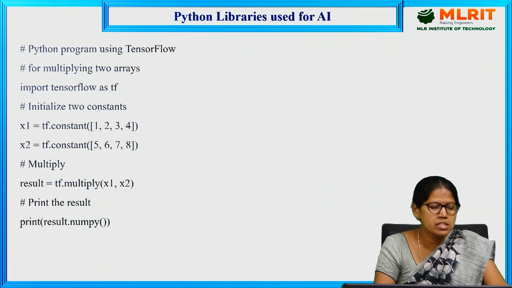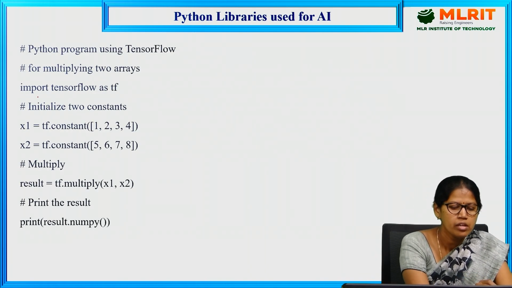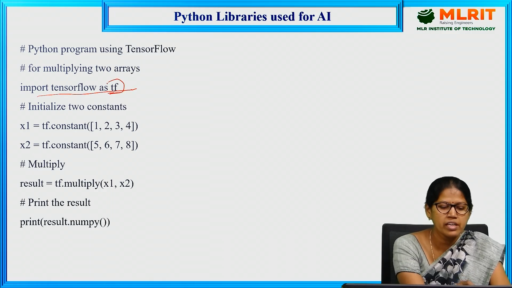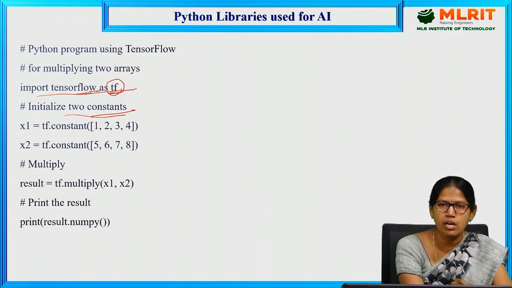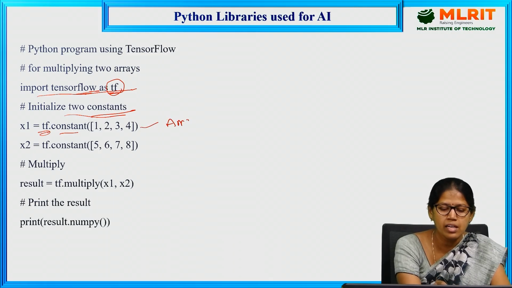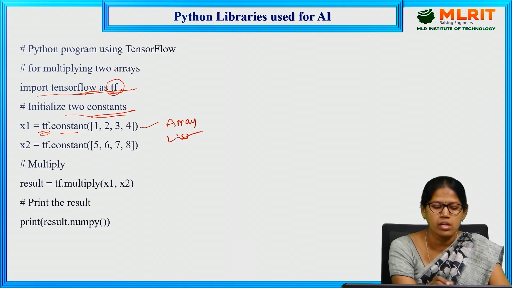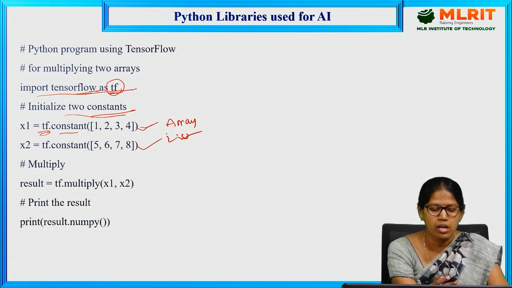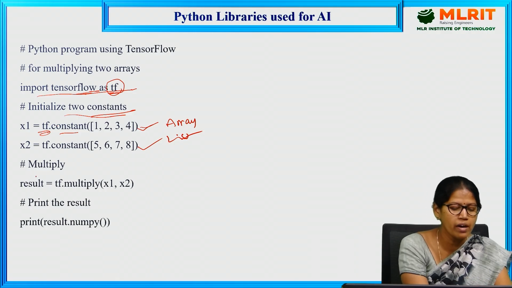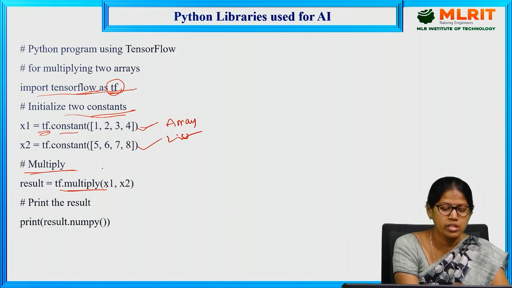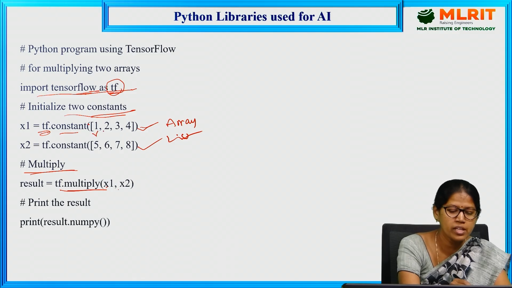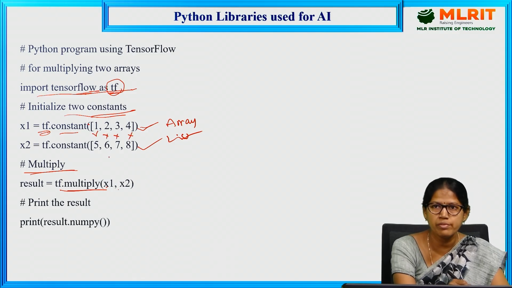Okay, let's see the example. Here we are importing TensorFlow. TF is the alias name for TensorFlow. Initializing two constants using tf.constant. It will be either an array or list. We are defining two constants using TensorFlow. After that, multiplying these two constants using the multiply method, x1 comma x2. Individually, each and every element will be multiplied.